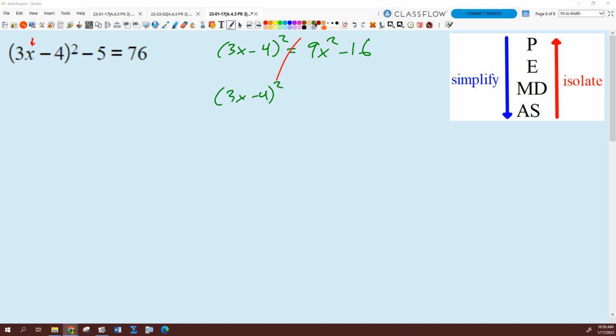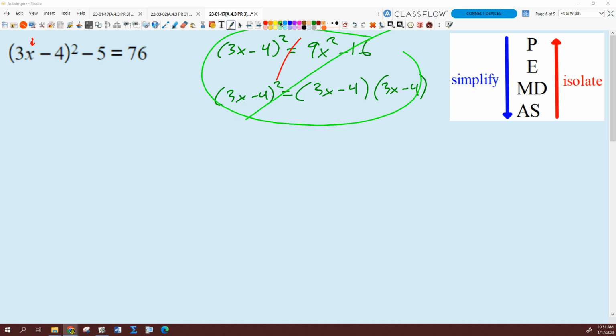3x minus 4 squared equals 3x minus 4 times 3x minus 4. It's way more complicated. I'd have to FOIL this whole thing out, right? Does that make sense? I'd have to FOIL it and I'd have to add like terms. We don't want to do this. That's not our approach. That's not inverse operations.